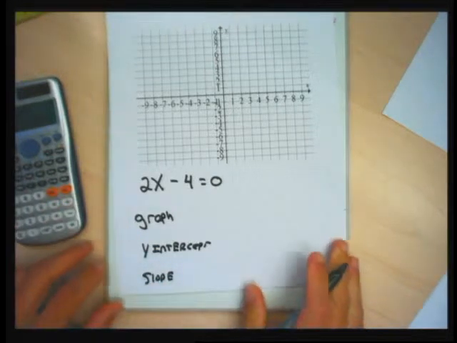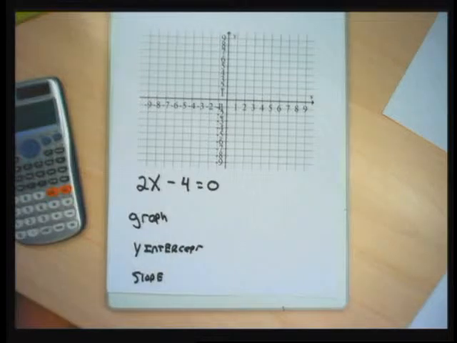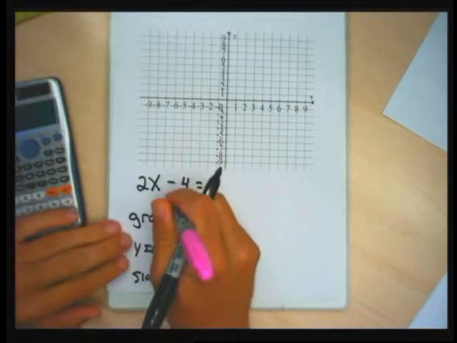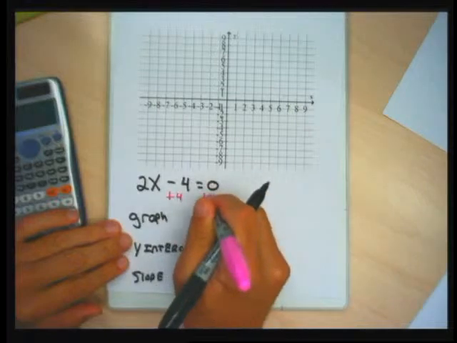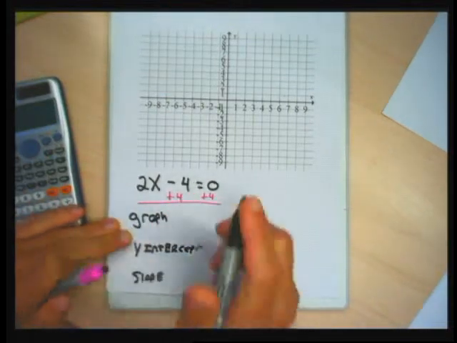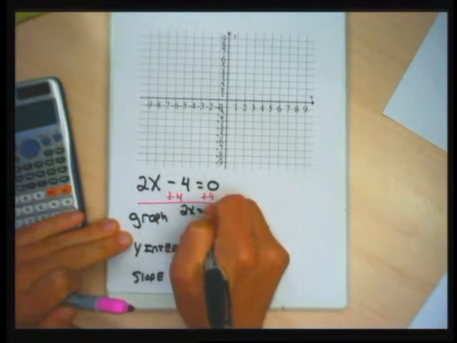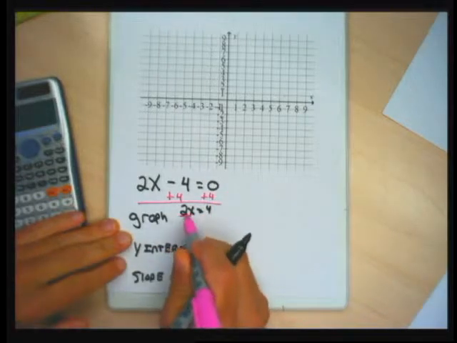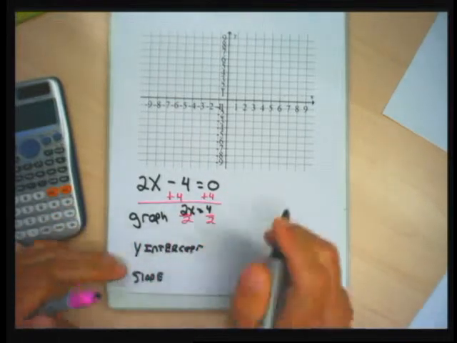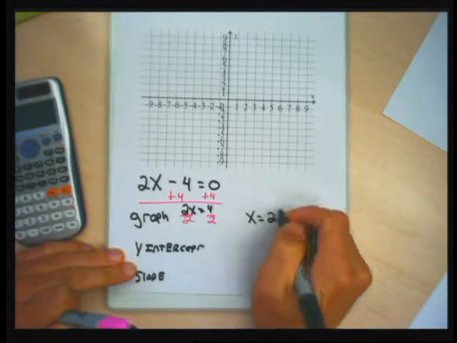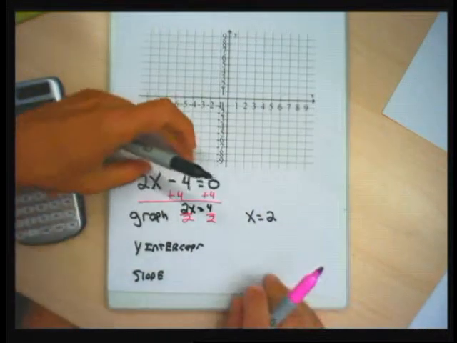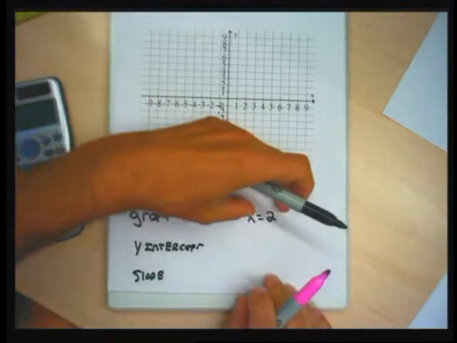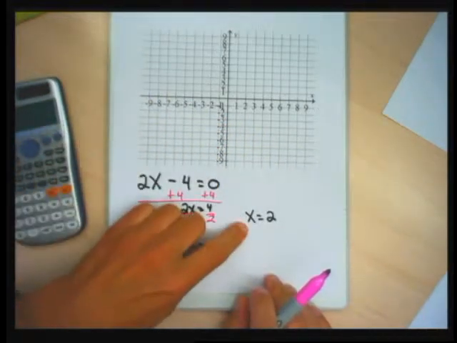I know because the equation only has an x, the graph is going to be a vertical line parallel to the y-axis. I can't get into graphing mode until I have the equation solved for x. So I'm going to add 4 to both sides and get 2x equal to 4, and then divide both sides by 2 and get x equal to 2. That's the equation I'm going to graph. The graph of 2x minus 4 equal to 0 and x equal to 2 are the same. It's easier for me to graph this.